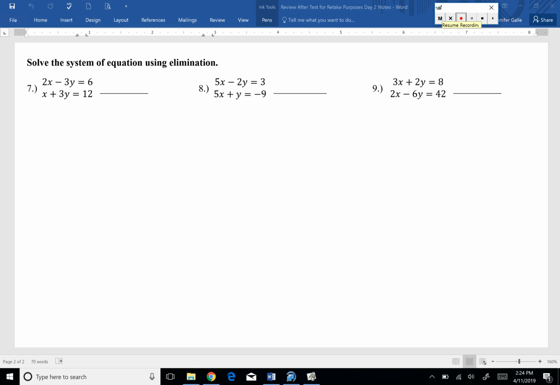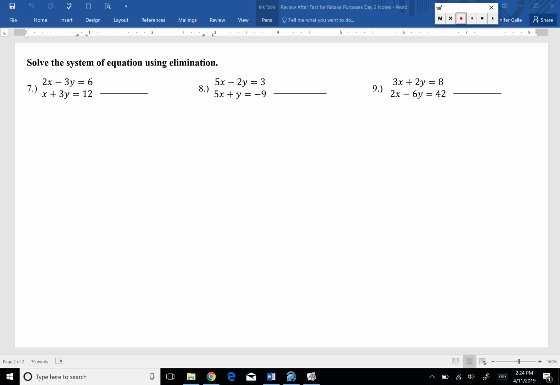The idea with elimination is we need to have x and y lined up, same side of the equation, and we need a pair of opposites, which means we need one variable to be positive, the other one to be negative, of the same number. So we need a pair of opposites.